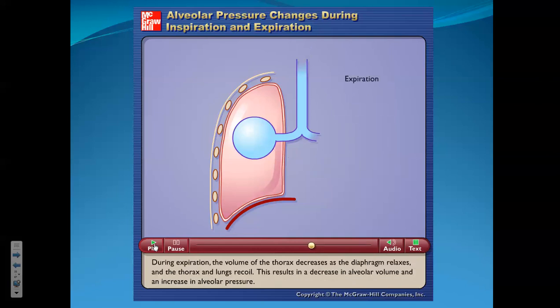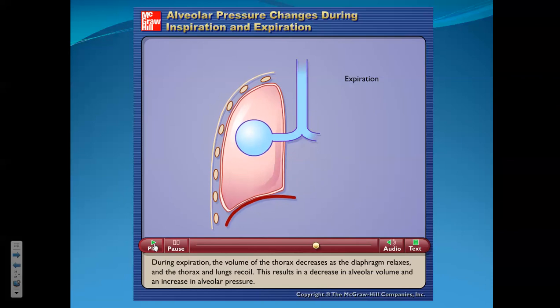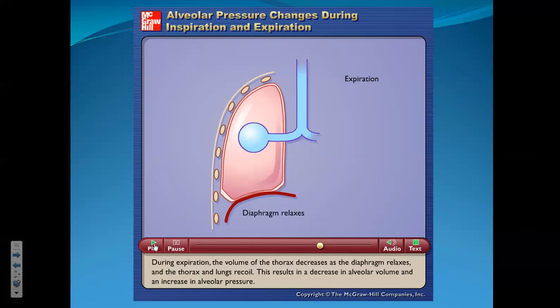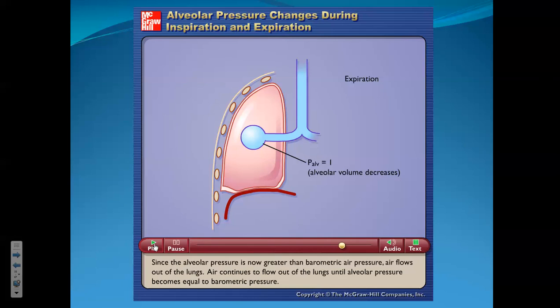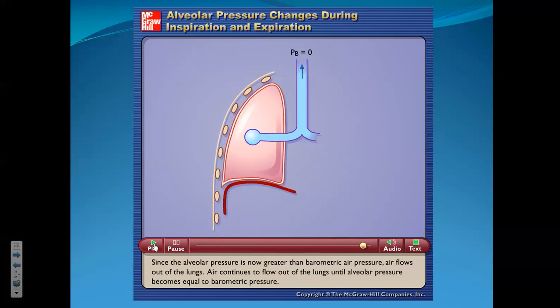During expiration, the volume of the thorax decreases as the diaphragm relaxes and the thorax and lungs recoil. This results in a decrease in alveolar volume and an increase in alveolar pressure. Since the alveolar pressure is now greater than barometric air pressure, air flows out of the lungs. Air continues to flow out of the lungs until alveolar pressure becomes equal to barometric pressure.